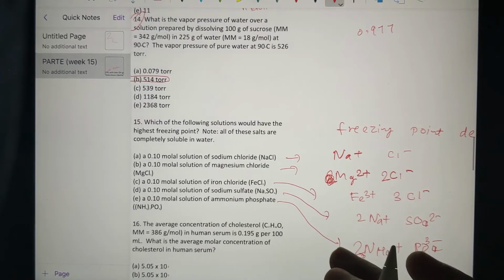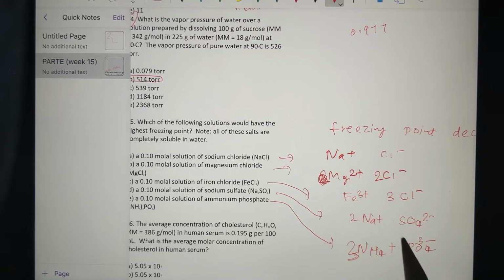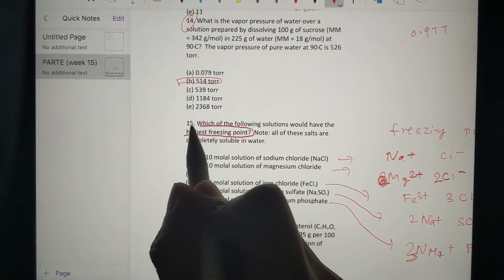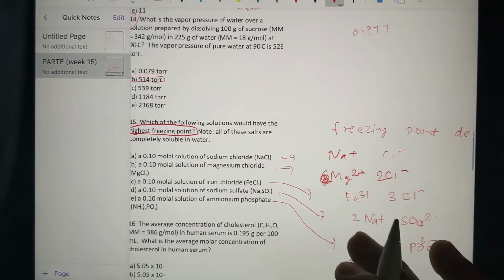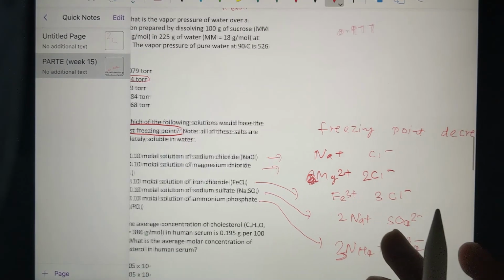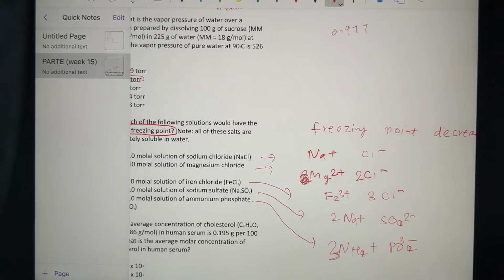Okay. So the higher the number of ions you have, the more the freezing point is going to decrease. The question is asking which one would have the highest freezing point. What does that mean? It means the one for which the freezing point is going to decrease the least. So for that you should have the least number of ions. So we are going to check which one of these has the least number of ions.